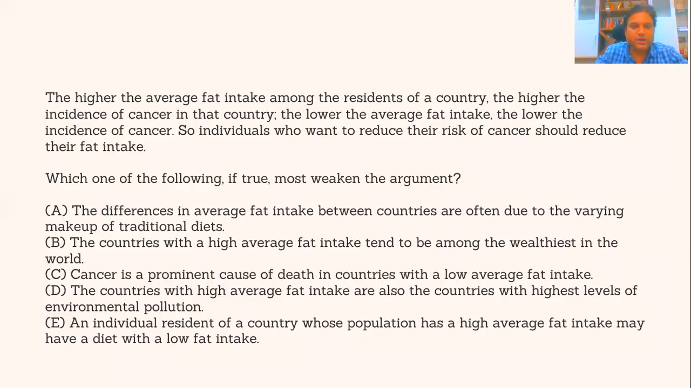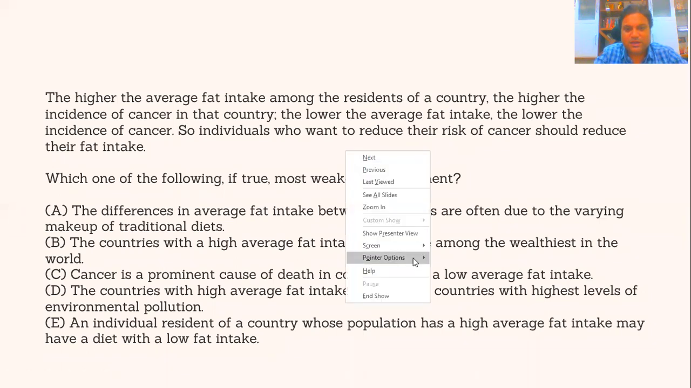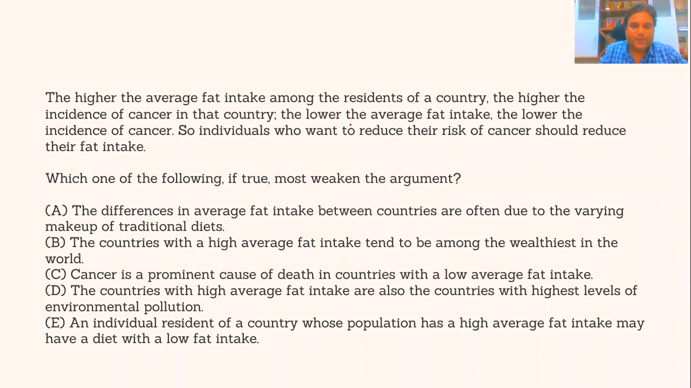This was the question that a student sent me and asked me about what could be the answer, right? So let us read the question first and foremost. Okay, so it says that the higher the average fat intake among the residents of a country, the higher the incidence of cancer in that country. The lower the average fat intake, the lower the incidence of cancer. So it talks about there is a correlation between average fat intake and cancer, right? So there is a correlation between this, higher chances of cancer or higher incidence of cancer.